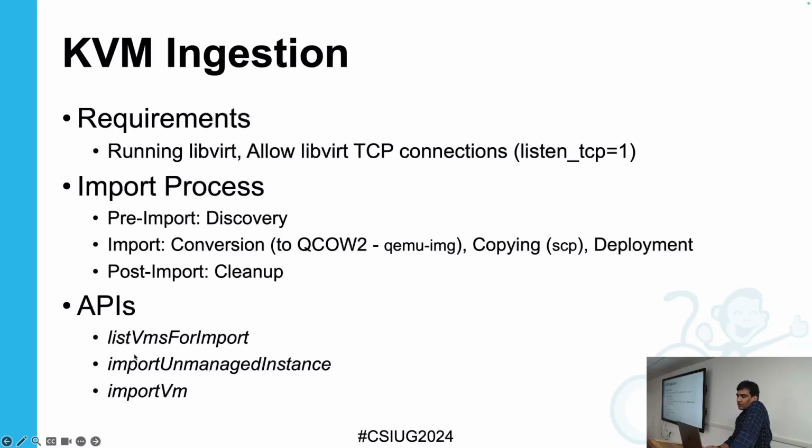The new API introduced here is list VMs for import. It will connect to the external KVM host and list all the stopped VMs in that KVM host. Import unmanaged instance is to manage and unmanage the KVM instances, which was introduced in 4.19 for KVM, and import VM is to import from a QCOW2 disk on shared or local storage.